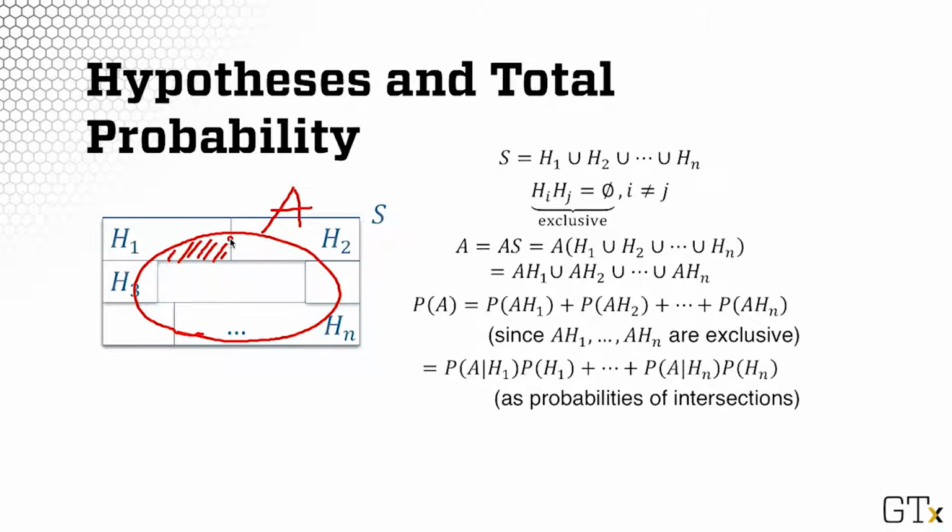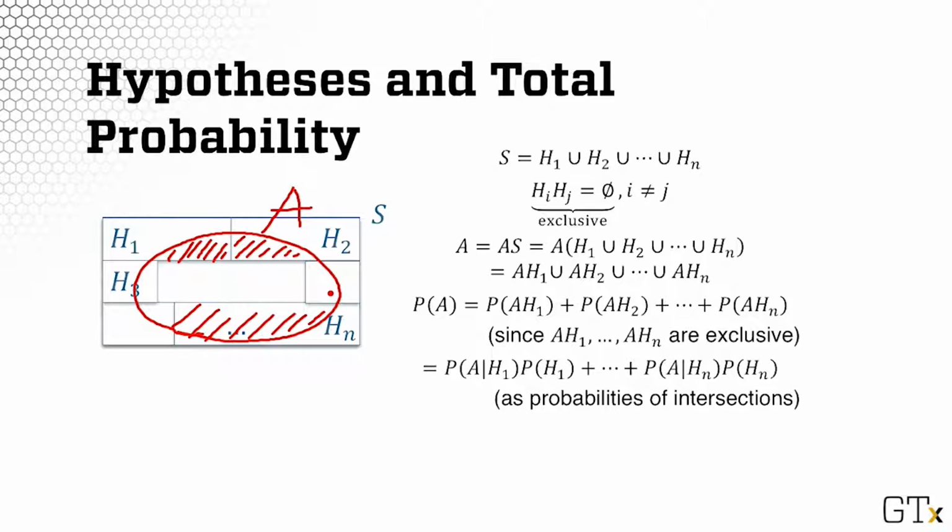So think about this. This is A intersection H1, AH1. This is AH2, and so on and so forth. And this would be AHn. So simply, event A is split as a union of these non-overlapping events AHi. Now, these are exclusive. So when you take the probability of this event A, that is the sum of the probabilities of these exclusive events AH1, AH2 up to AHn.